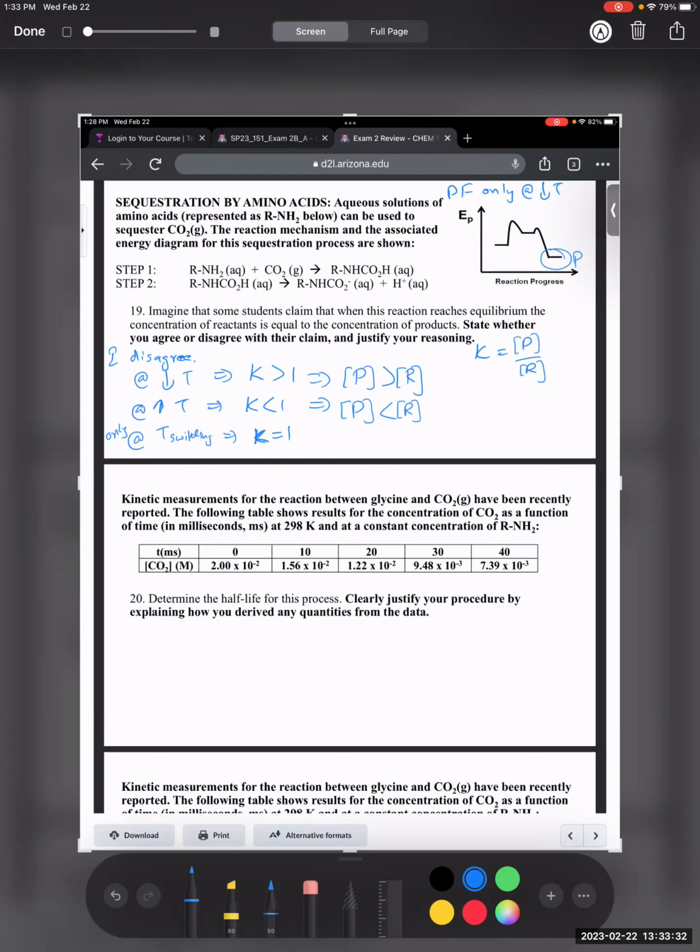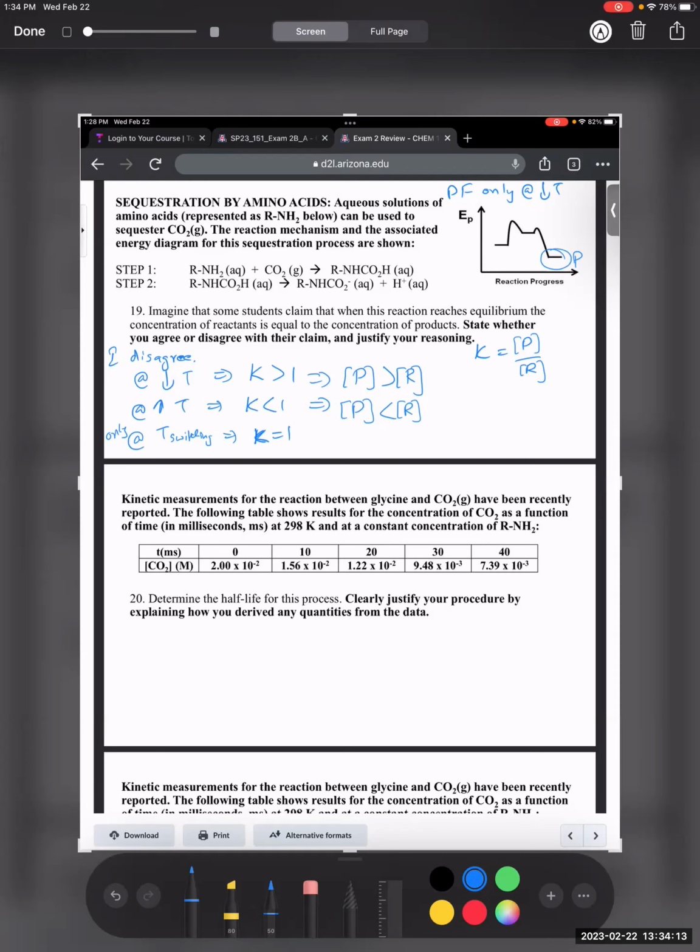And that should tell you the order with respect to that particular reactant. Once we have the order, we can get the half-life equation to determine the half-life. All right, anyway, so let's do this. This is time, and then let's see what we have. For time, we have 0, 10, 20, and 30.